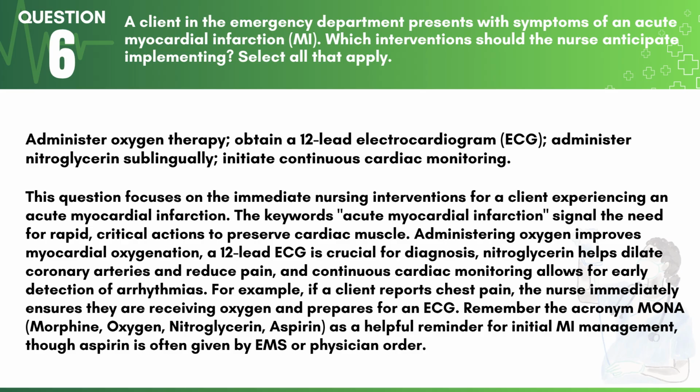Administering oxygen improves myocardial oxygenation. A 12-lead ECG is crucial for diagnosis. Nitroglycerin helps dilate coronary arteries and reduce pain, and continuous cardiac monitoring allows for early detection of arrhythmias. For example, if a client reports chest pain, the nurse immediately ensures they are receiving oxygen and prepares for an ECG. Remember the acronym MONA, morphine, oxygen, nitroglycerin, aspirin, as a helpful reminder for initial MI management, though aspirin is often given by EMS or physician order.